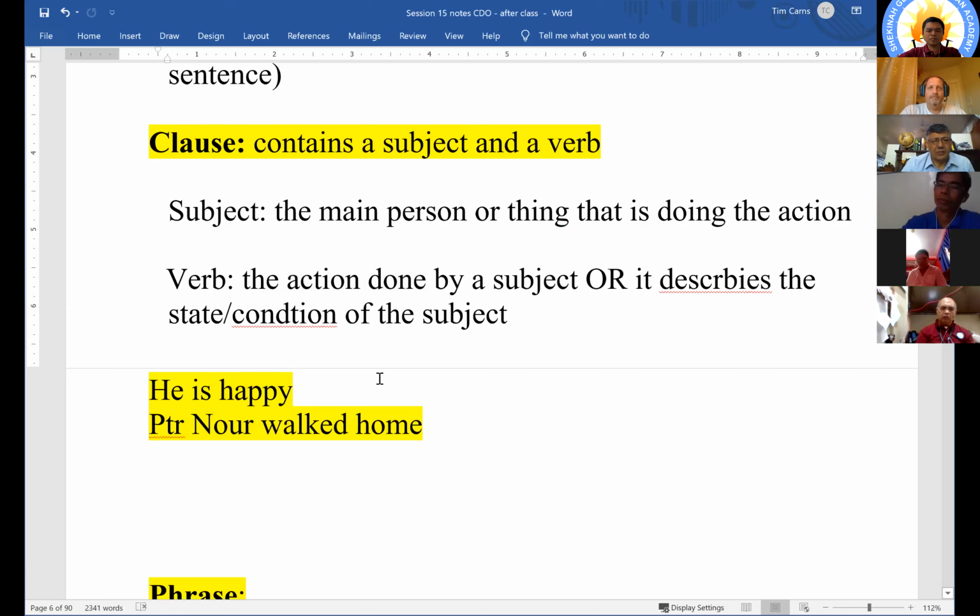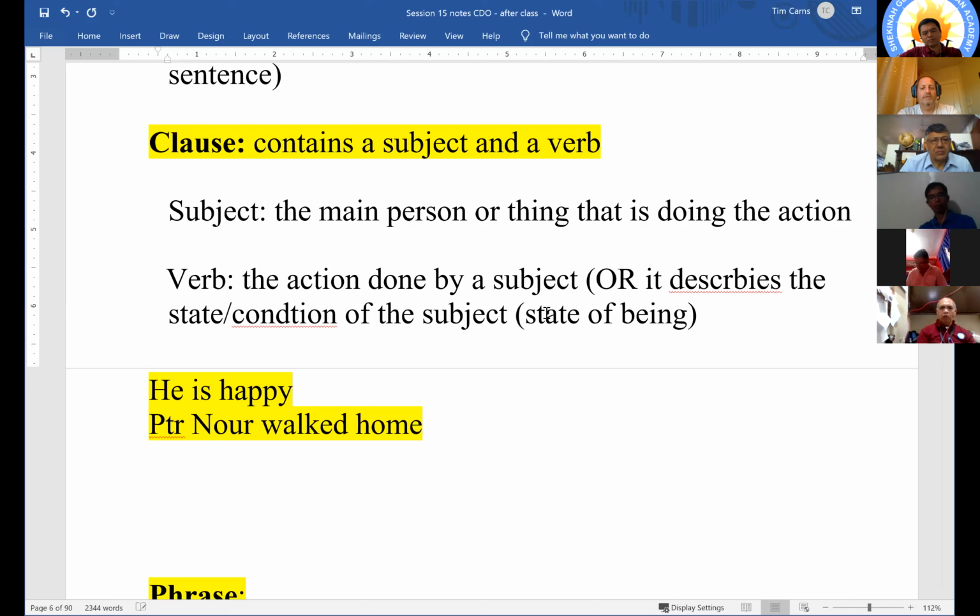Okay, that makes sense? Being. State of being. Yeah, so we could say state of being, or you call it, or it's the action. So a subject either does an action, or the subject is described in some way. Okay, so those are those two kinds of verbs.